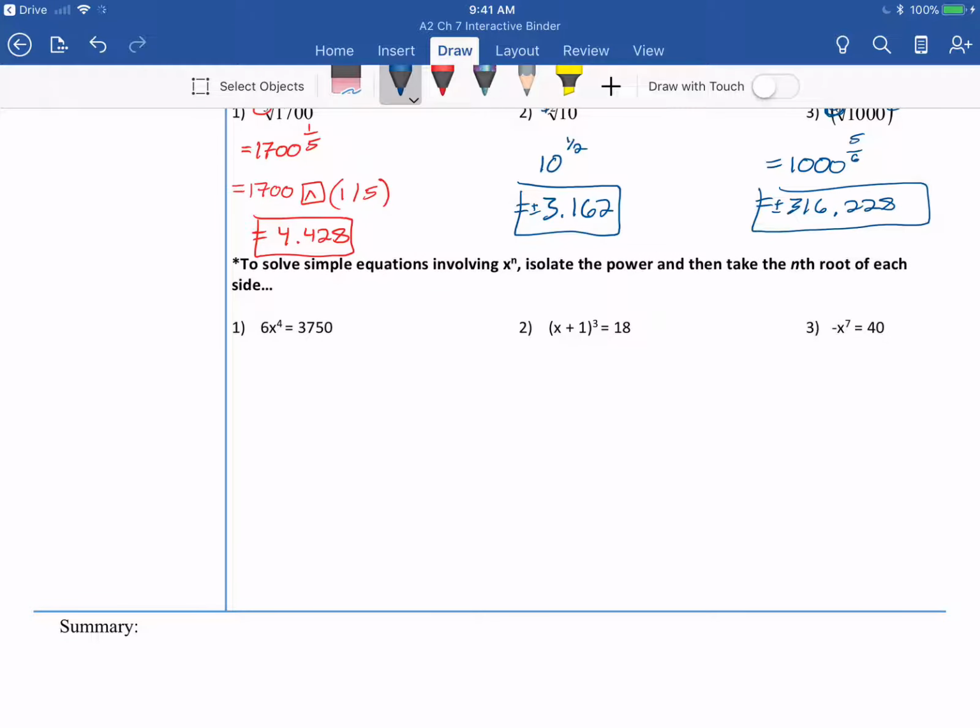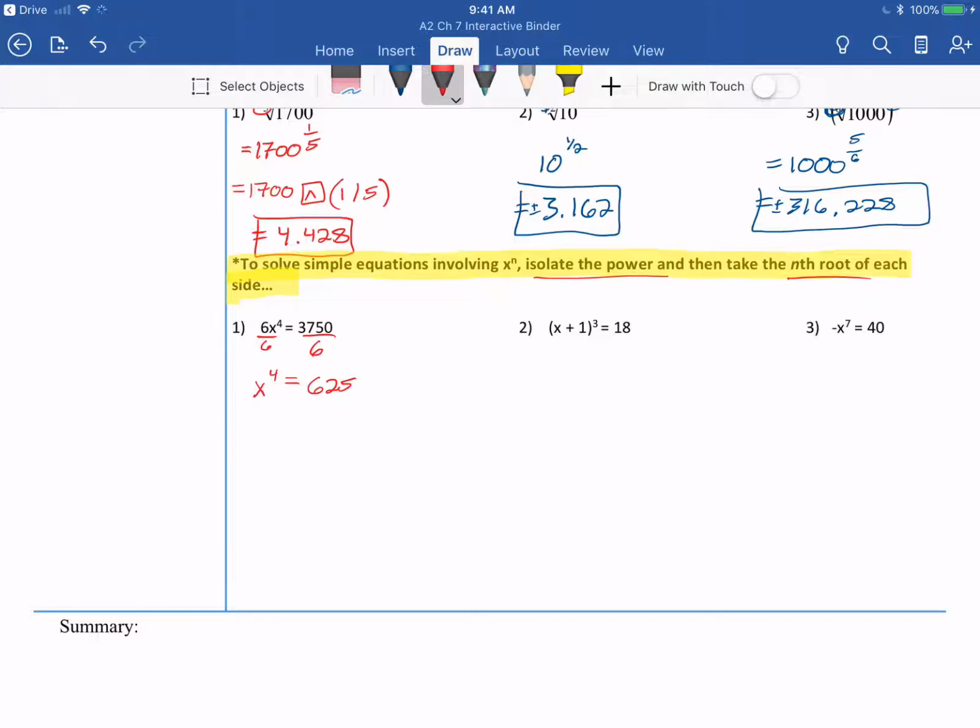All right, so now these are the actual solving ones here, is where we have to go through and solve. And the main thing that you see right here is to solve an equation that has x to the n, you need to isolate the power and then take the nth root of both sides. Okay, so we're going to take the nth root of both sides in the end here. But in order to isolate the power for this first one, I got to divide by this 6. So now I have x to the 4th is equal to 625.